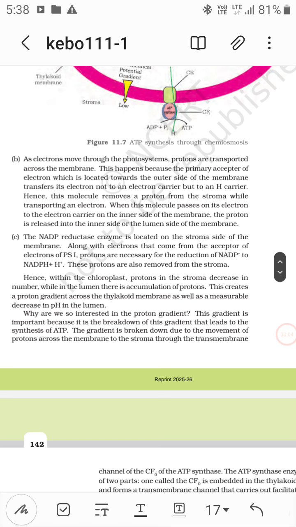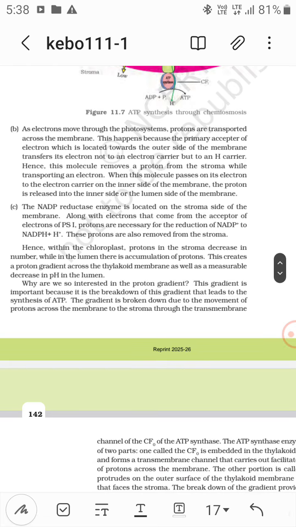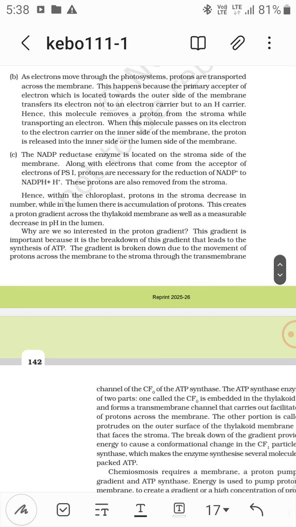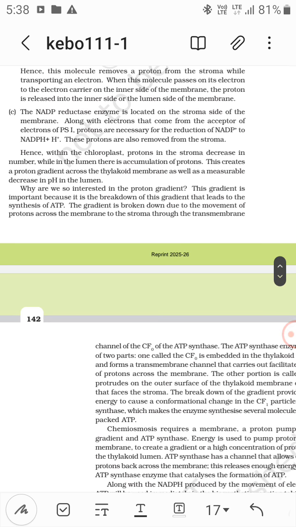So within the chloroplast, protons in the stroma decrease in number, while in the lumen there is an accumulation of protons. So this creates a proton gradient across the thylakoid membrane, as well as a measurable decrease in the pH in the lumen. Okay.